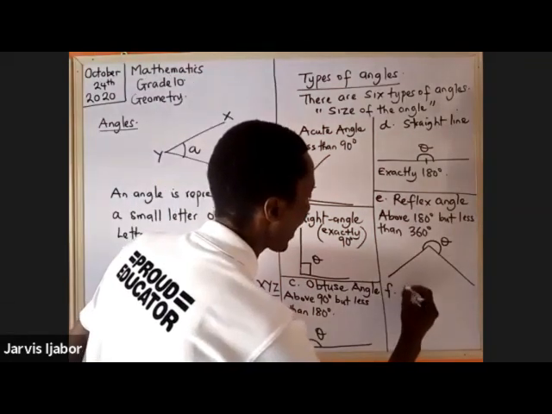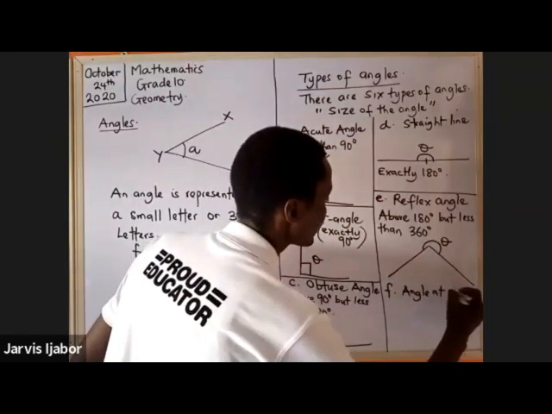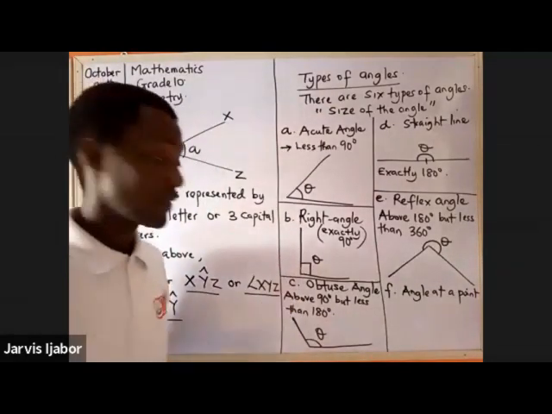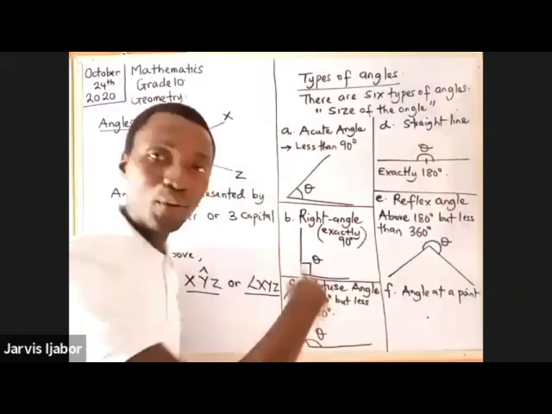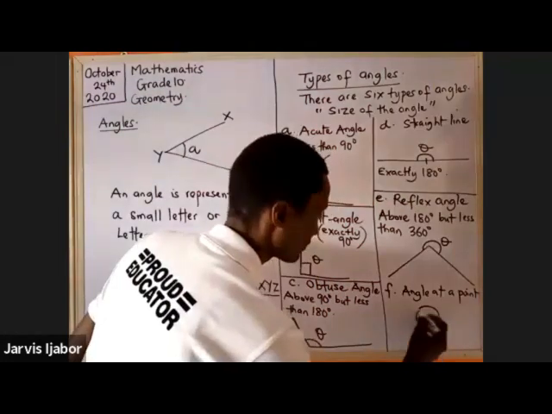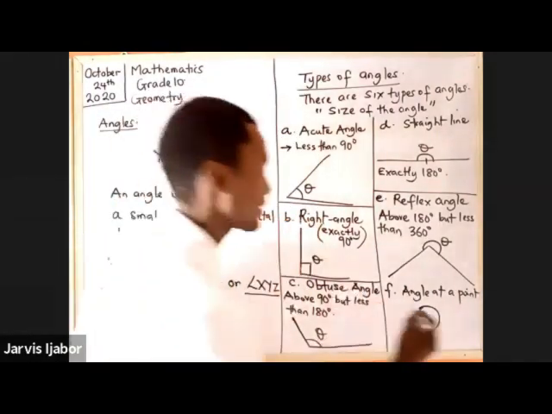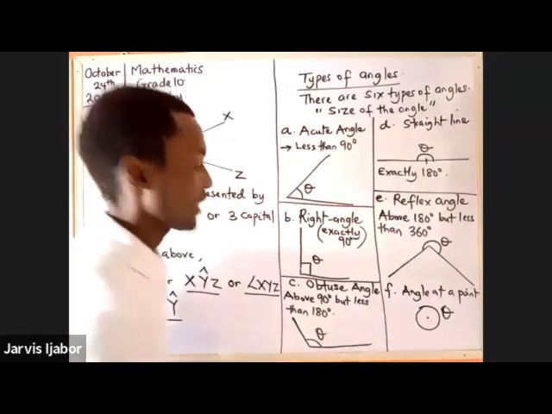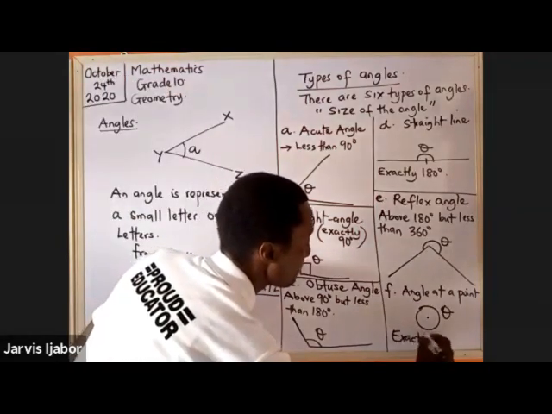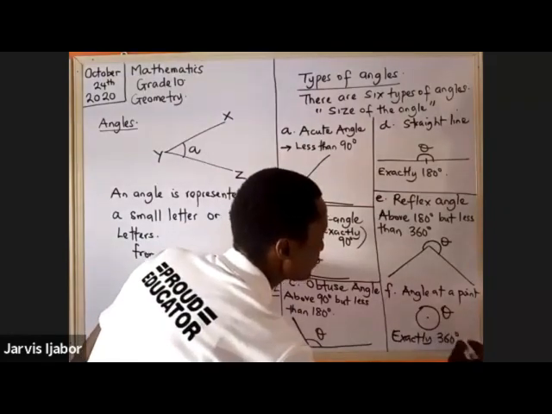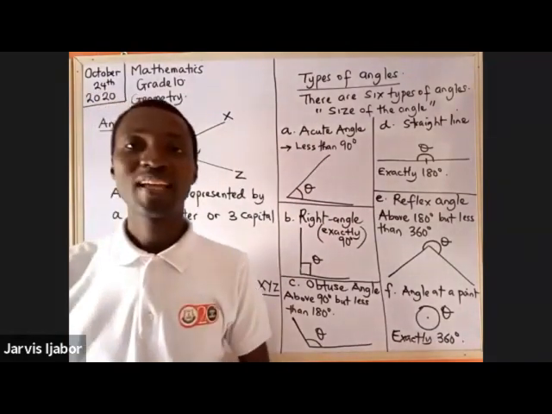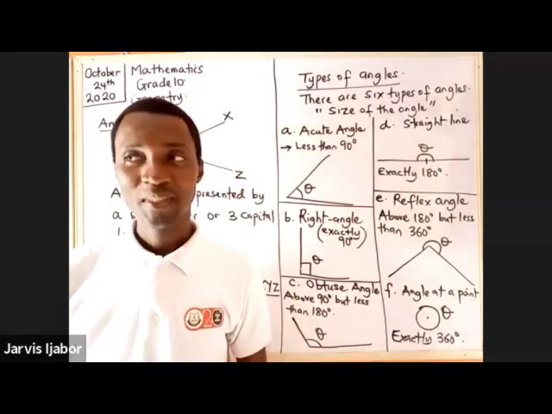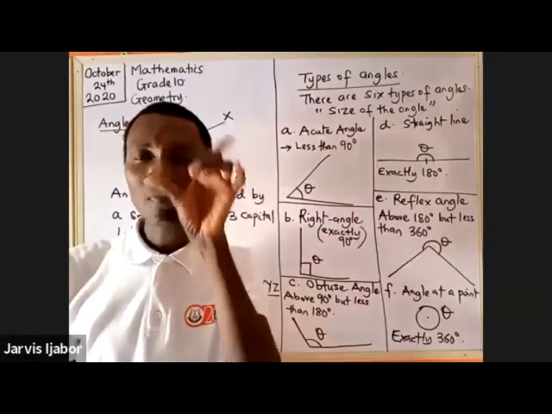Now, F is what we call angle at a point. This one you really need to pay attention to. If I have a point, do you know that there's an angle? The angle that goes around that point is called angle at a point. And it is exactly 360 degrees. It is that angle that forms the circle.